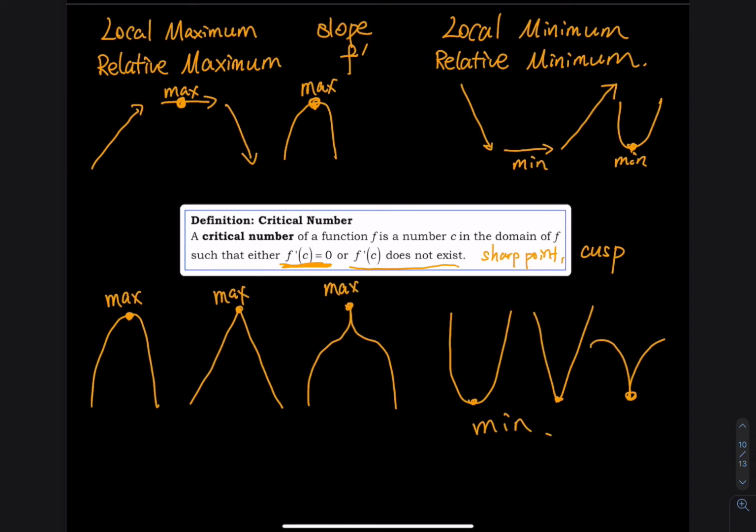All right, and then what about those points? The points I put on the graph. What is the name of that point? At that point, we have a critical number. Okay, moving on to more graphs.